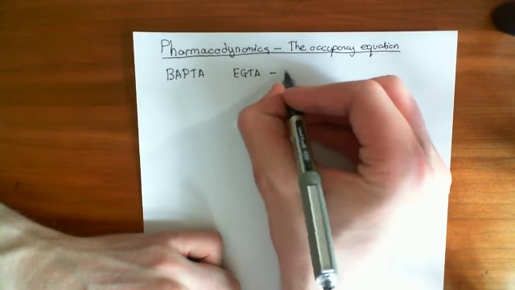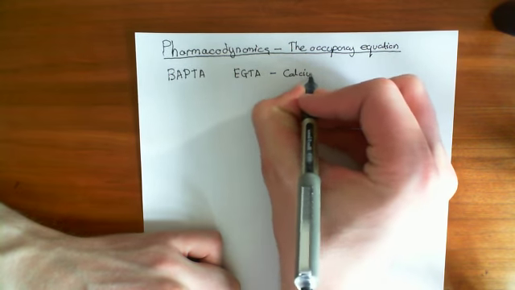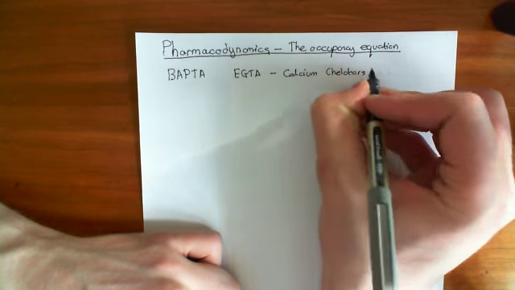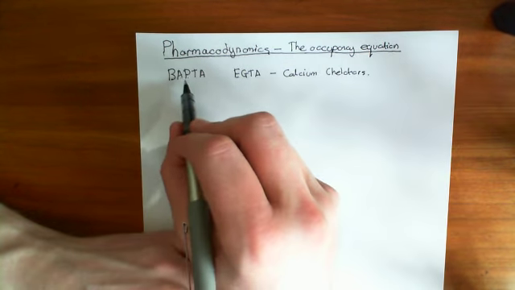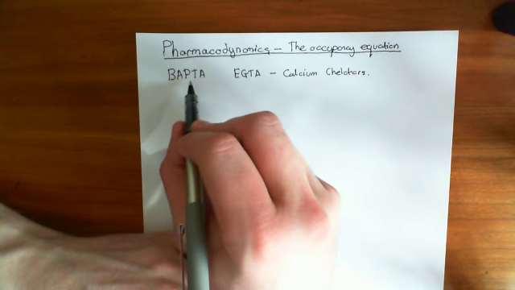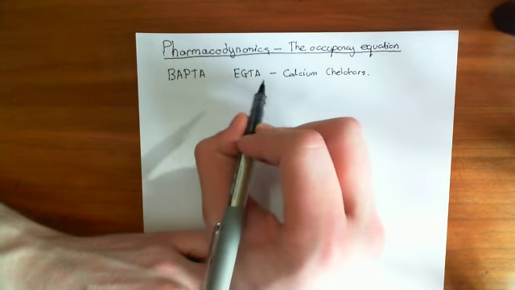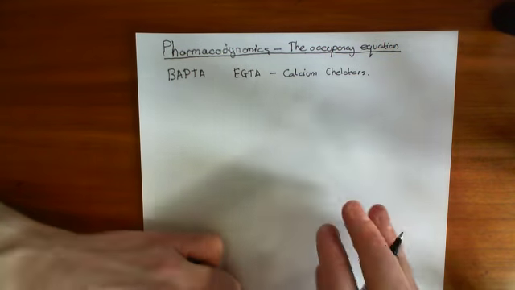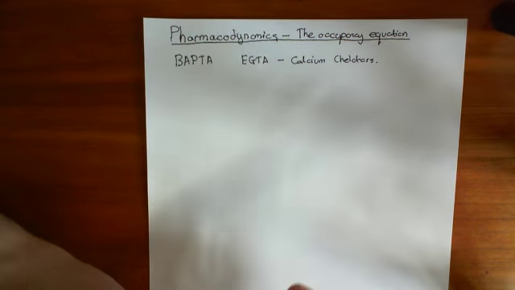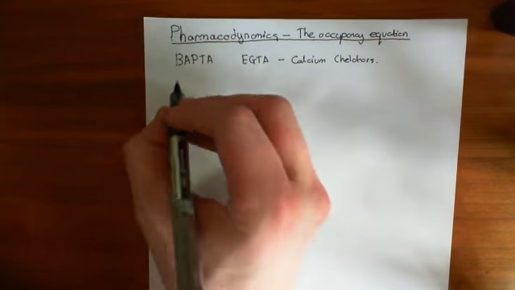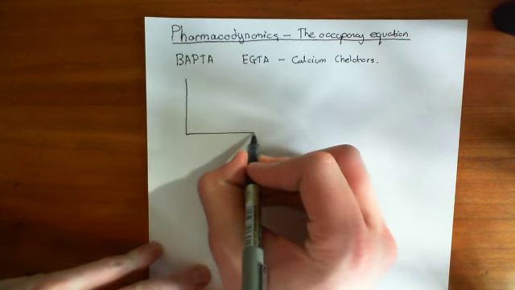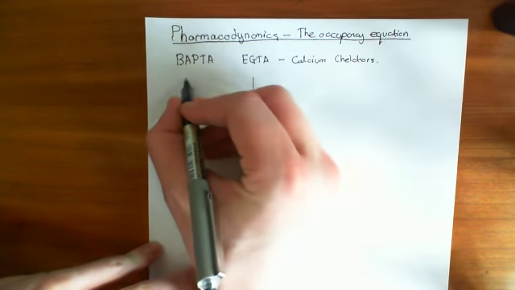And these are both calcium chelators, which means that they just bind calcium, basically. Why is BAPTA far better than EGTA at blocking calcium signaling? Okay, so to do that, we need to discuss a few pharmacodynamic ideas. So let's begin then. Let's imagine we have a certain concentration of receptors.